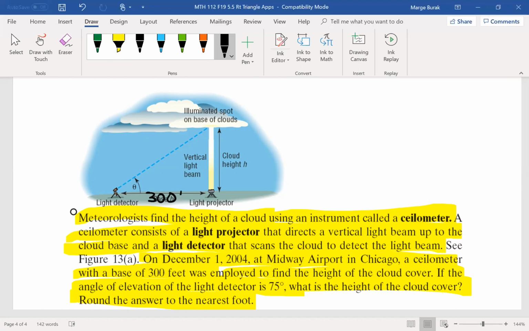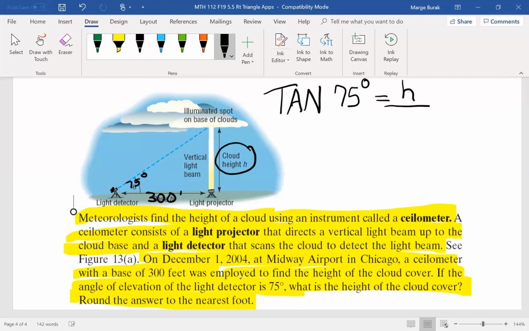Okay, and the angle of elevation of the light detector right here is 75 degrees. So we're trying to find the cloud height. We've got our angle over here, so we've got opposite and adjacent, and there is tangent one more time. We're not using the hypotenuse in this problem, so we don't use sine or cosine. The tangent of 75 degrees in this picture is opposite, H, over adjacent, 300.